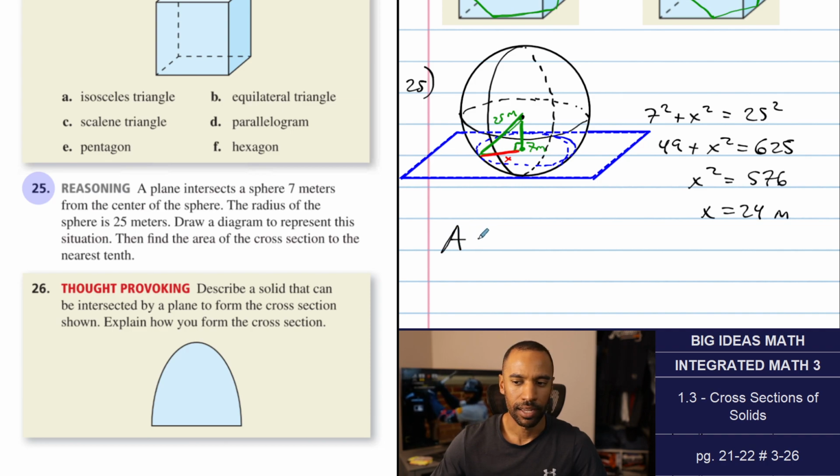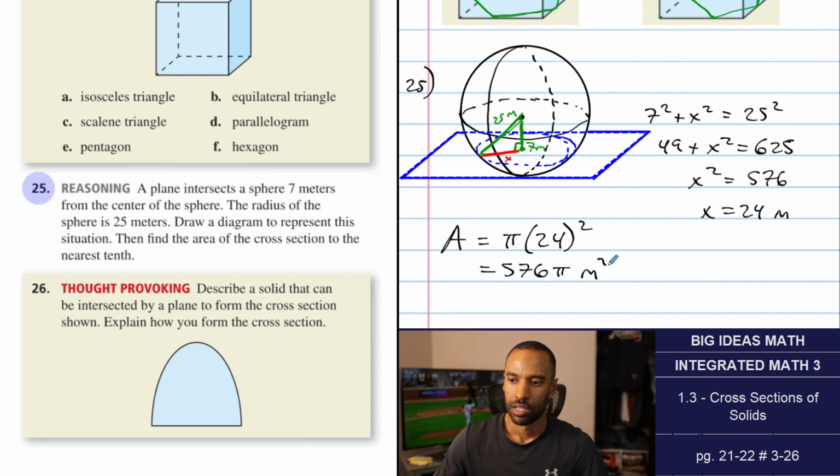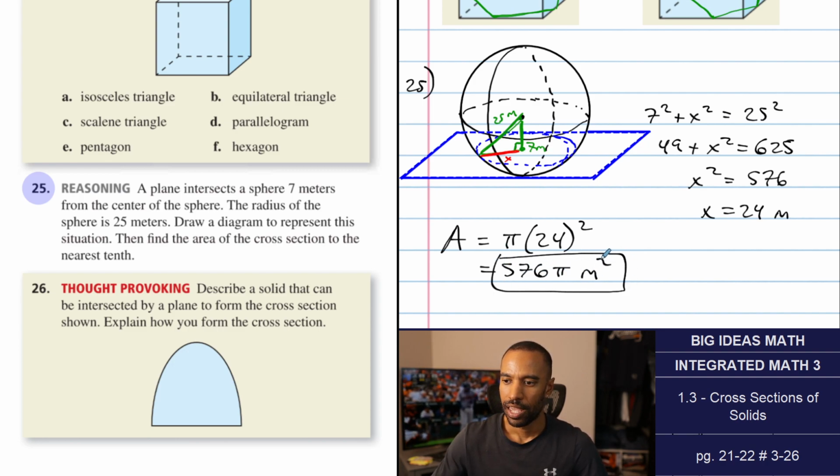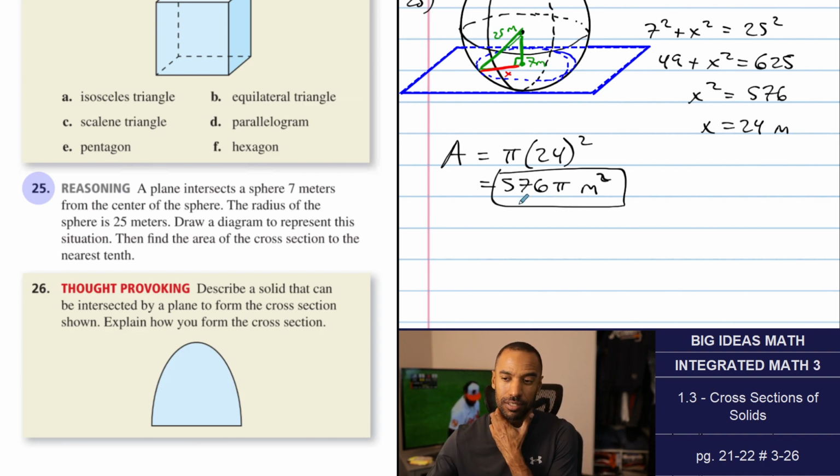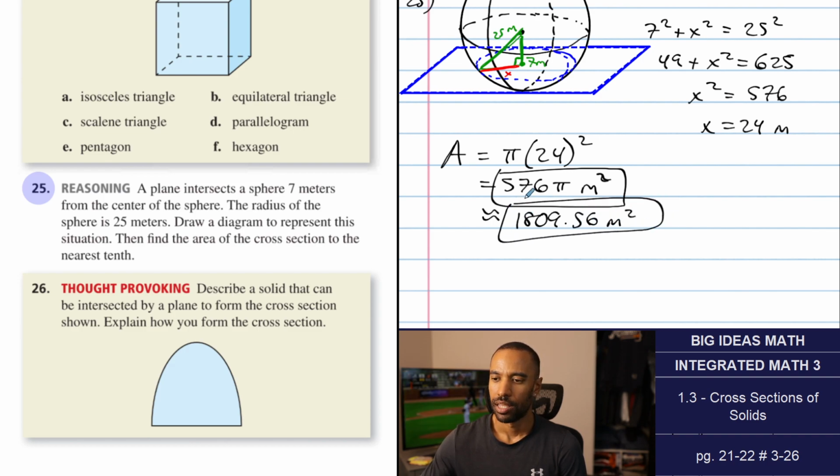So the area is going to be pi times 24 squared. We just saw that as 576. So that's an exact answer. The approximate answer, rounded to the nearest tenth: 576 times pi, 1809.56 square meters. And that should be the area of your cross section.